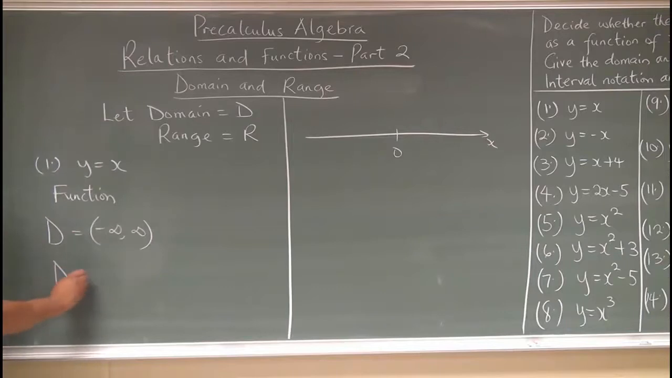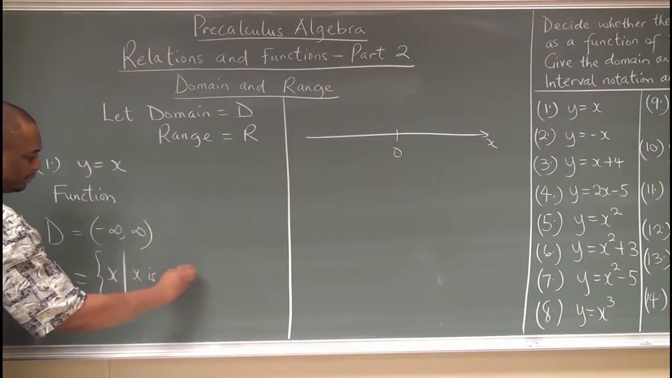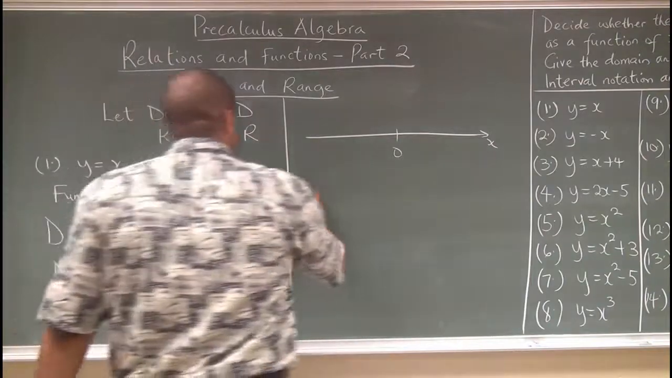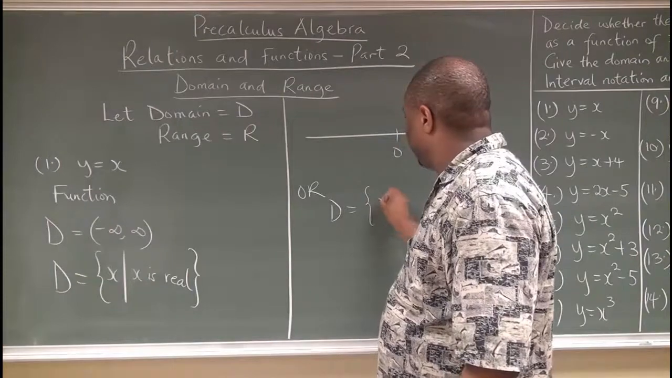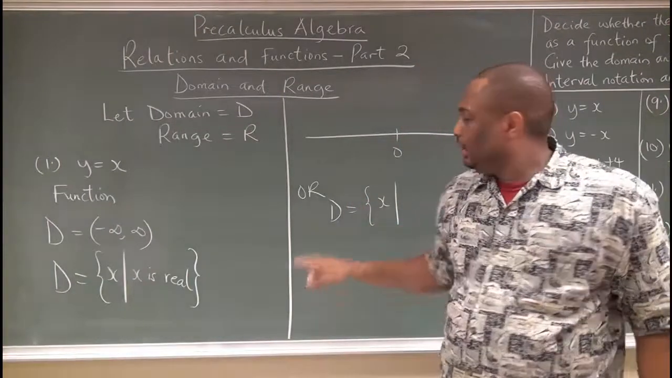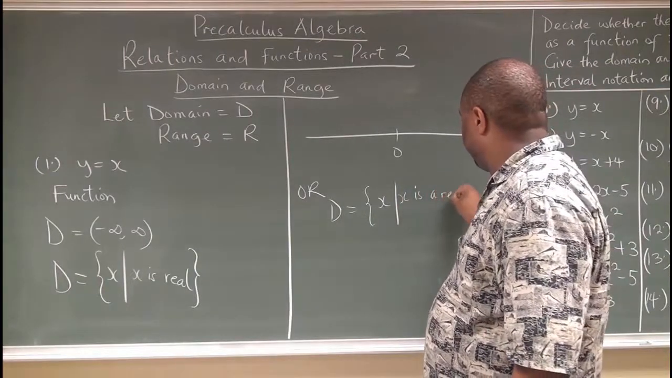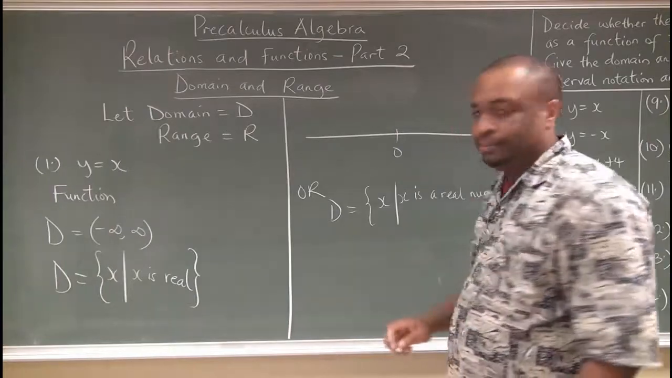And then in set notation, of course, we have our braces. This is our braces. X such that x is real. X is real, or x is a real number. You can write it as x such that x is real. Or you can write it that the domain is a set of x. That is how we say it. Domain is a set of x such that x is a real number. You can write it this way.